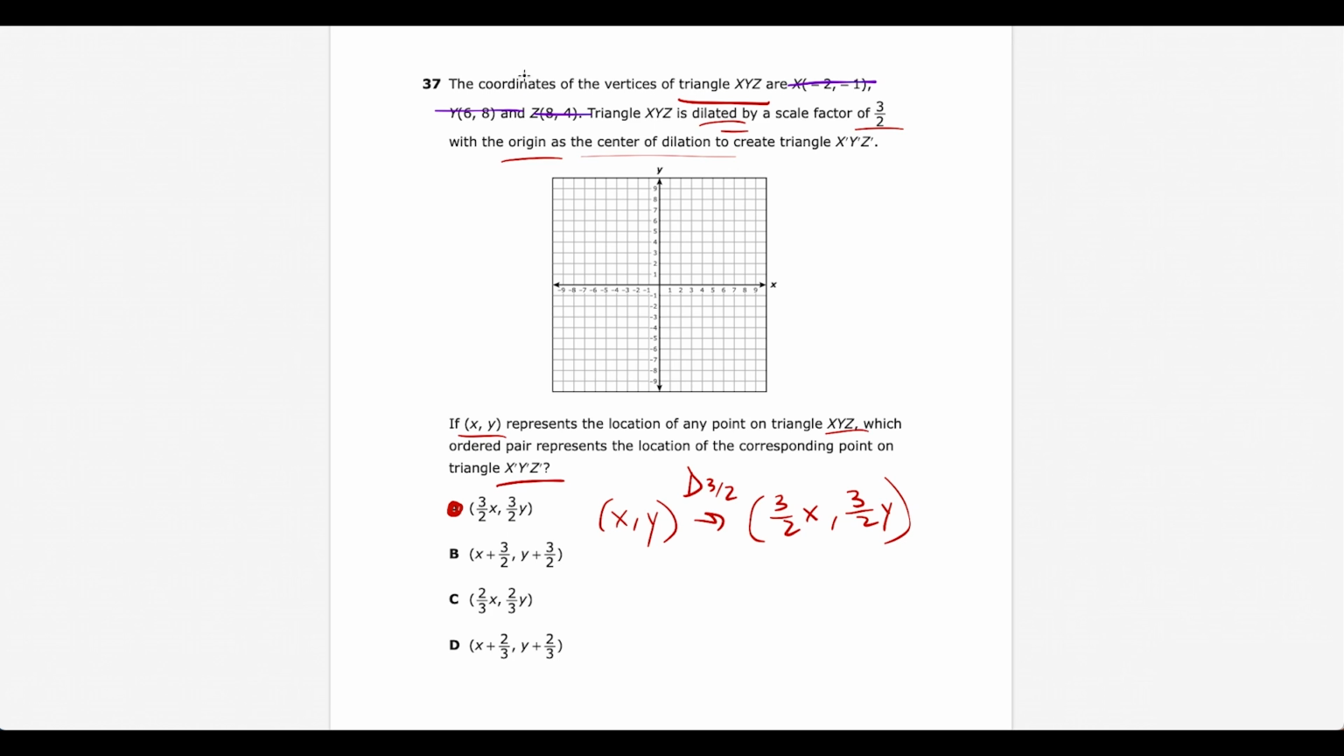But that's a skill that you need for this level of math, higher levels of math, and even your sciences, that you have to be able to throw away the extra information. Choice A is definitely our answer.